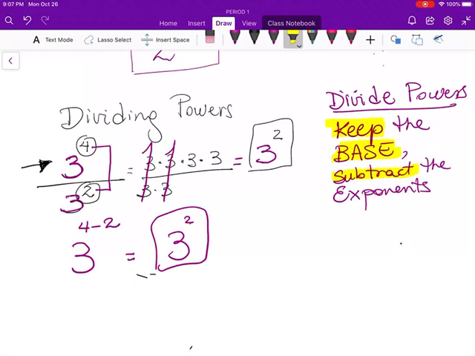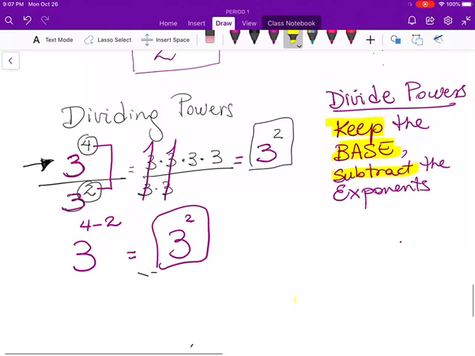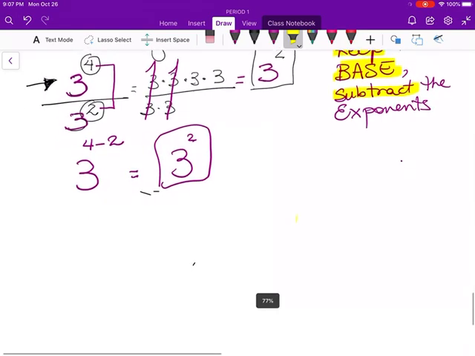And the reason why is because some of them will be on the top, some of them will be on the bottom. Therefore, some of them are going to cancel out. Okay? You're not going to be adding them because they're not all on the same level. So that's one way you could do this. So we keep the base and subtract the exponents.